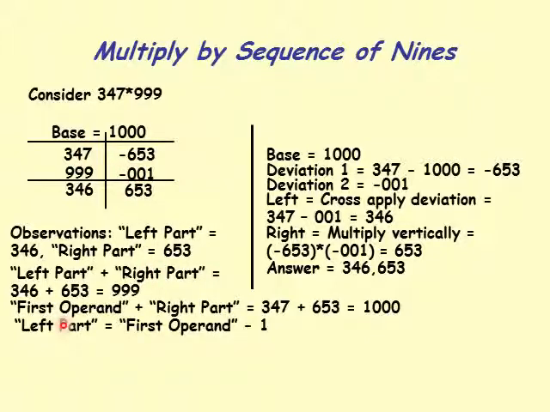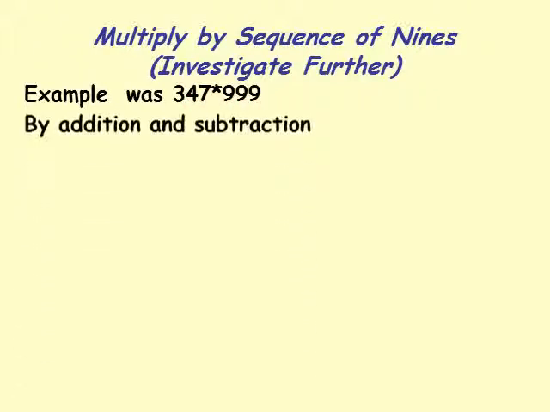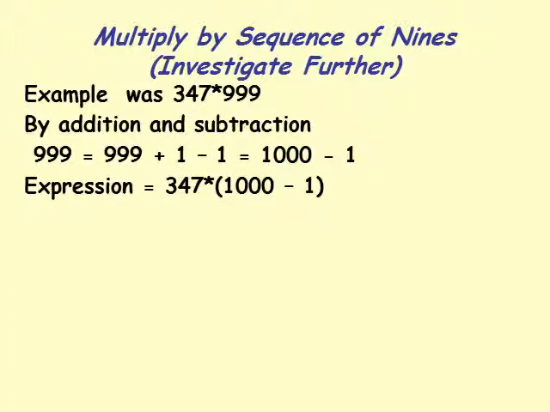So the left part is the first operand minus 1. The left part is 346 and the first operand was 347. So the left part of the answer is the first operand minus 1. Investigating further, the example was 347 times 999. By addition and subtraction, 999 is 999 plus 1 minus 1, which is 1000 minus 1. So it is 347 times 1000 minus 1.